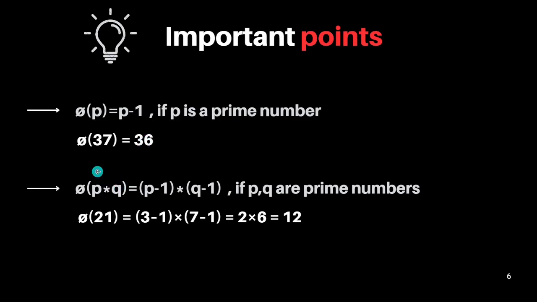And the second point we should remember is phi of p multiplied by q is equal to p minus 1 multiplied by q minus 1, if p, q are prime numbers. So let us look into this example. Here phi of 21 has been asked. So phi of 21 is nothing but the multiplication of two prime numbers, 3 into 7. So by using this formula we can calculate phi of 21, which is equal to 3 minus 1 into 7 minus 1, which is equal to 12. So this is the Euler totient function.